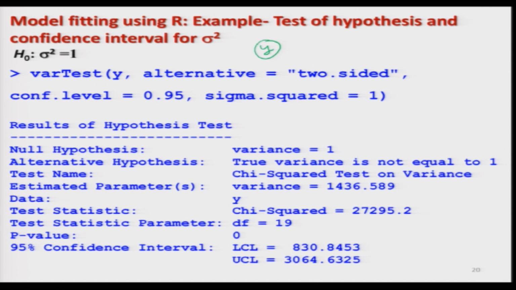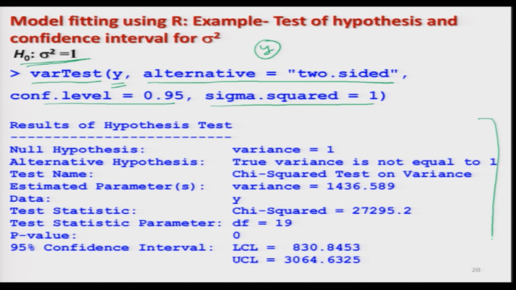Now, we already have the data on the marks of the students, which we had stored here as y. So, I will use this command varTest on the data y, and my alternative here is two-sided. You can see here my null hypothesis is now framed as H naught: sigma square is equal to 1. The confidence level here is 0.95 and sigma.squared is equal to 1, and this is the outcome that you will get.